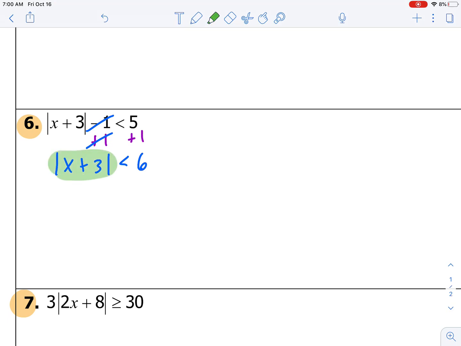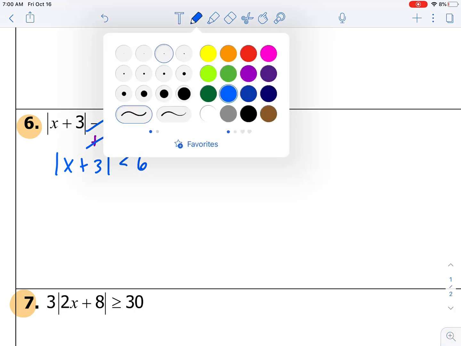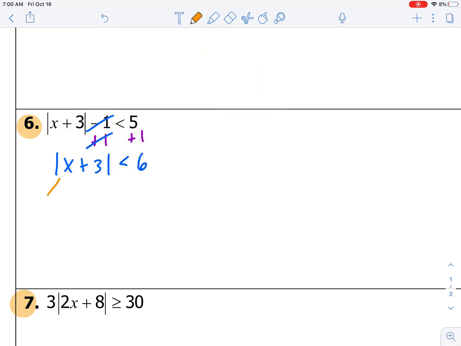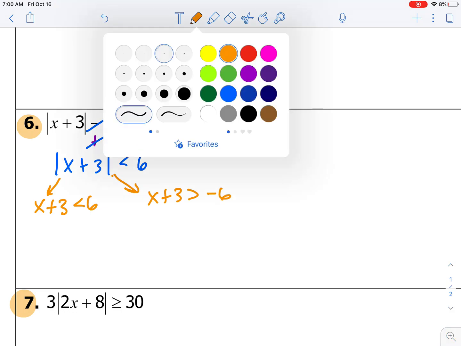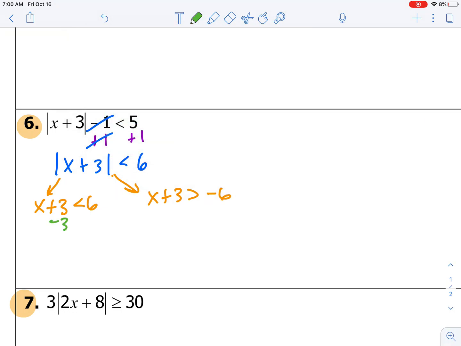So now that everything on the left is isolated in absolute value, all I have on the left is inside the absolute value bars, I'm ready to make the cases. So only now can we make our cases. X plus 3 is less than 6. X plus 3 is greater than negative 6.